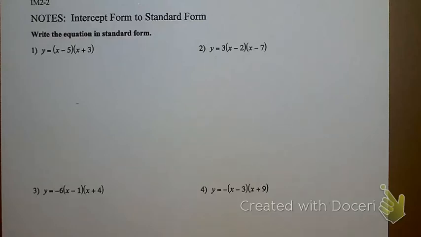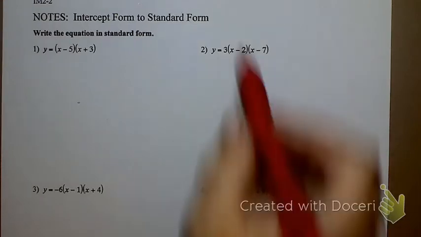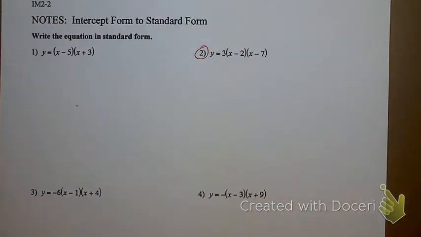Okay, so how many examples are on these notes? 6 examples. 4 of them are currently in intercept form. Which 4 of them are in intercept form? Number 2. Intercept form, yes. Number 2. What else? 3. Yes.